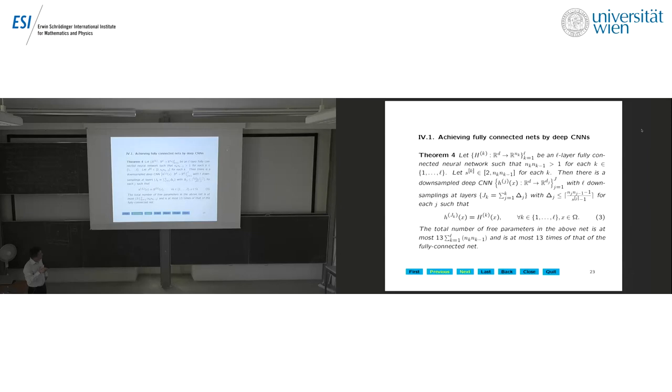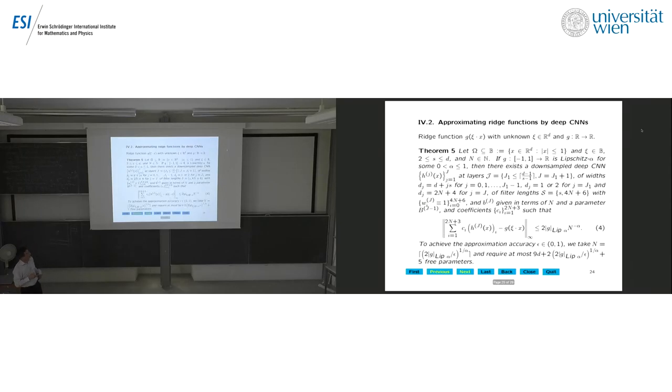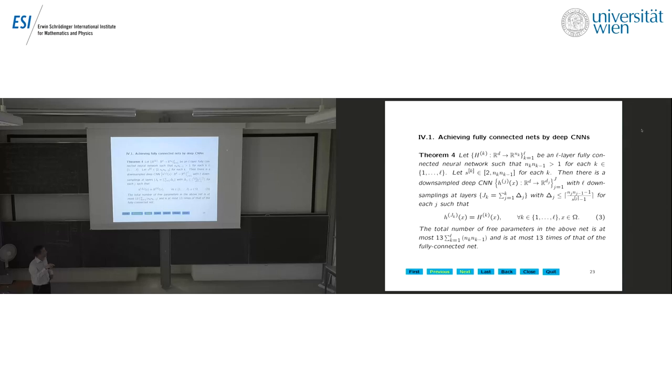Moreover, the total number of free parameters in our constructed deep CNN is at most 13 times that of the fully connected neural network. So with the same order of free parameters, the same approximation performance can be achieved exactly. Here we do not require any input functions. For any fully connected neural network, I can achieve this by a deep CNN. So this is not related to any function to be approximated, okay?